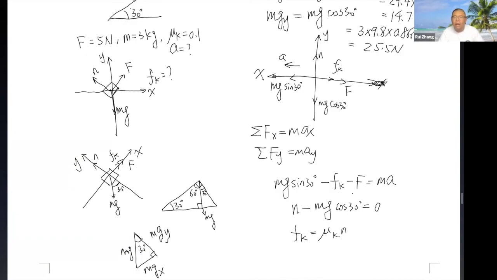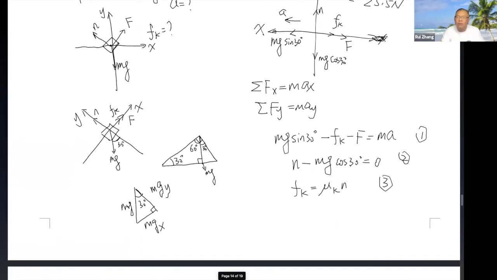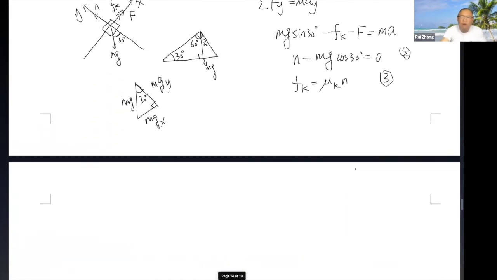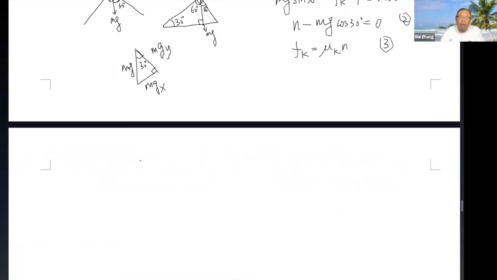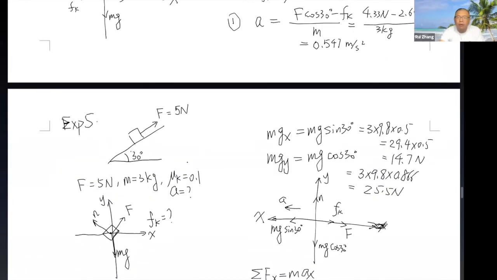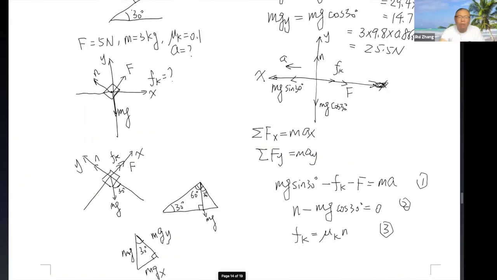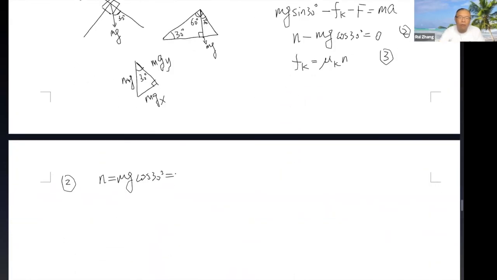Okay. So again, we got these three equations, 1, 2, 3. They're very complicated now, but we can again start from the second one. We'll solve for n, and then we'll go to the third one, solve for Fk, and then the first one to solve for a. So the second one, we have n equals mg cosine 30. We already got that number. It's right there. So it's going to be 25.5 Newton.